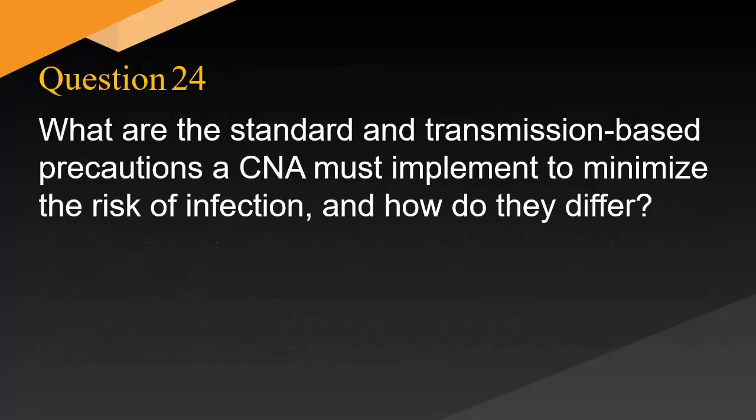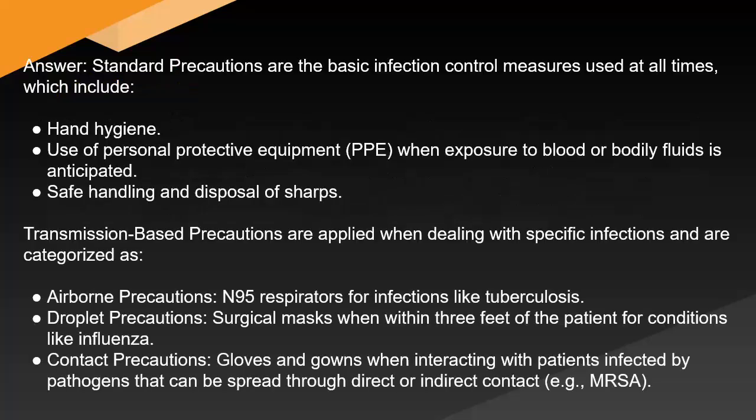What are the standard and transmission-based precautions a CNA must implement to minimize the risk of infection, and how do they differ? Answer: standard precautions are the basic infection control measures used at all times, which include hand hygiene, use of personal protective equipment (PPE) when exposure to blood or bodily fluids is anticipated, safe handling and disposal of sharps.